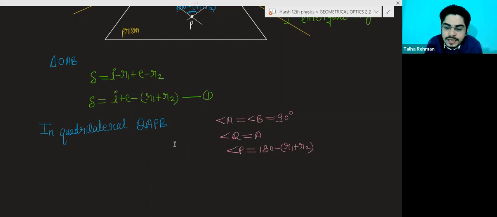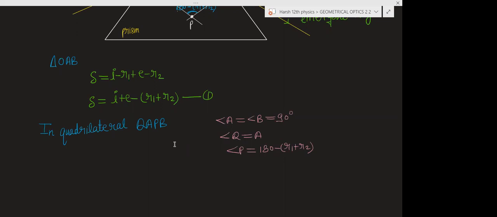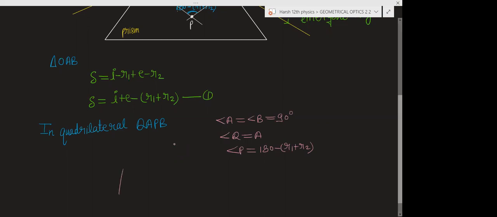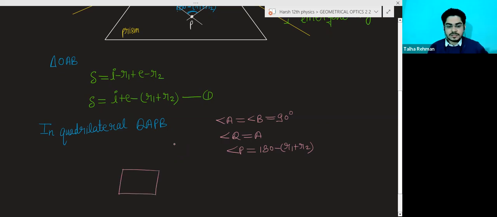But in case of a quadrilateral, can it be 180? No. In case of a quadrilateral, the sum of the angles is 360. Remember, quadrilateral 360, and 180 is for a triangle. Suppose you have a square. This is a square, so this is a quadrilateral.